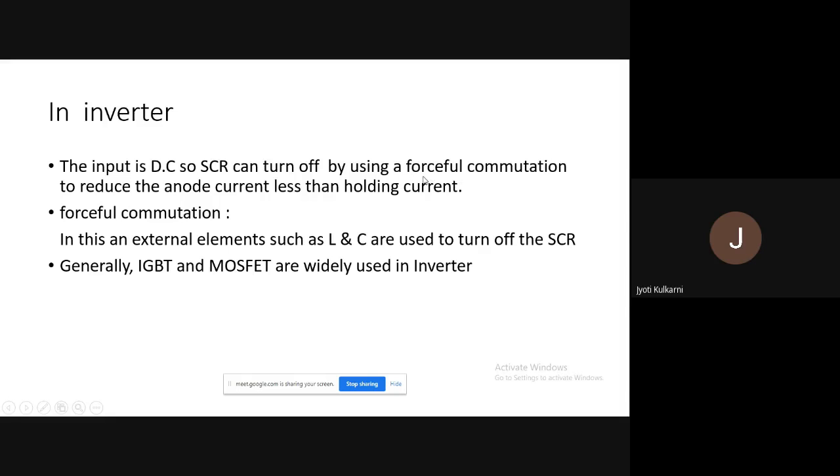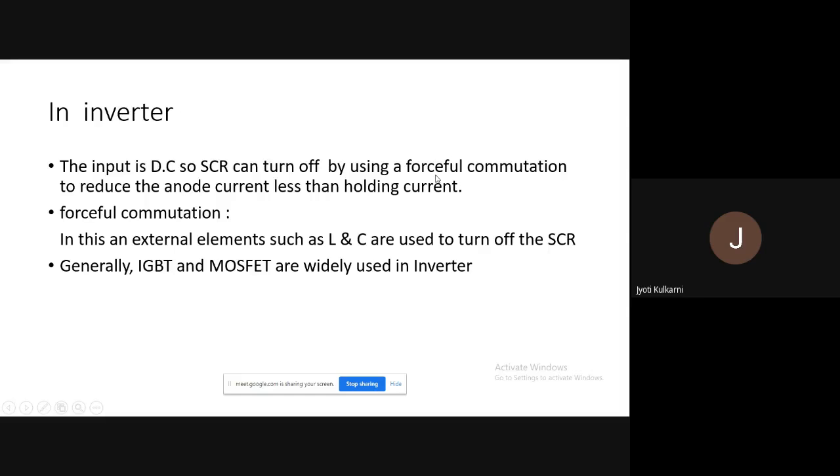So what is the use of forceful commutation? It is used to reduce the anode current of the SCR to less than the holding current value. Clearly understood, everyone? Forceful commutation means what? The commutation method which decreases the anode current of the SCR to less than the holding current value.